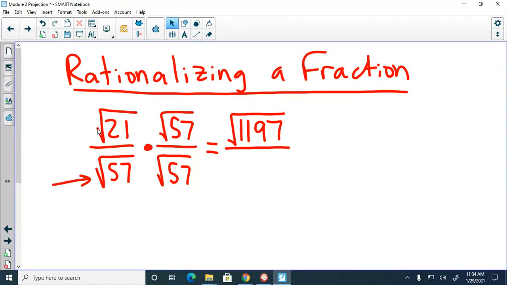But the bottom comes out really, really nicely, because this is the square root of 57 times the square root of 57. That's the square root of 57 squared, which means this is only going to be 57. And so technically we've already rationalized our fraction, because when we look at the denominator now, we have a whole number like we wanted.